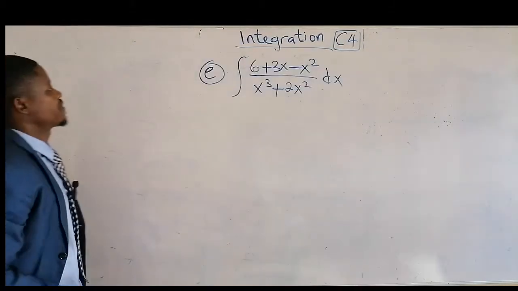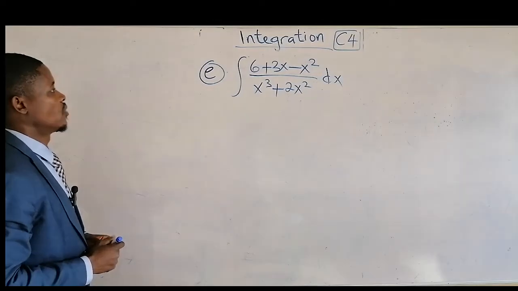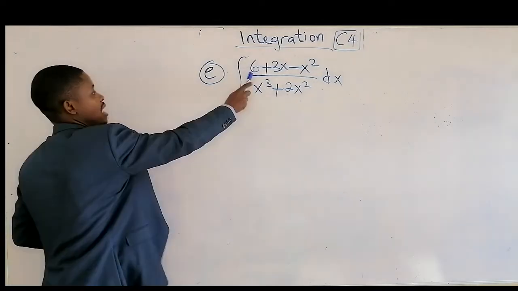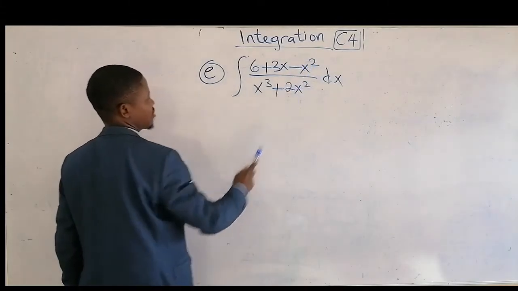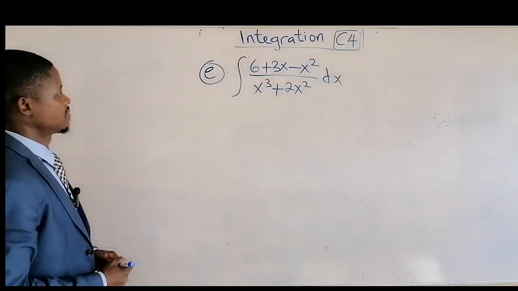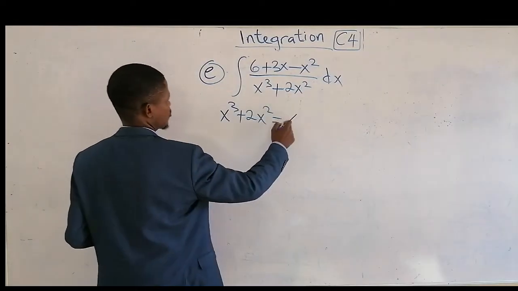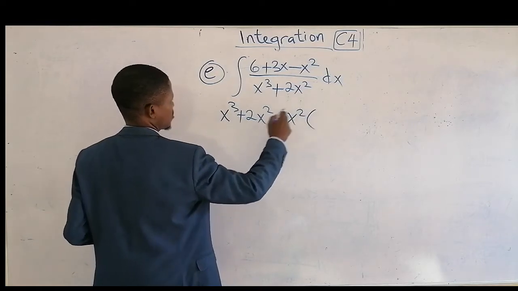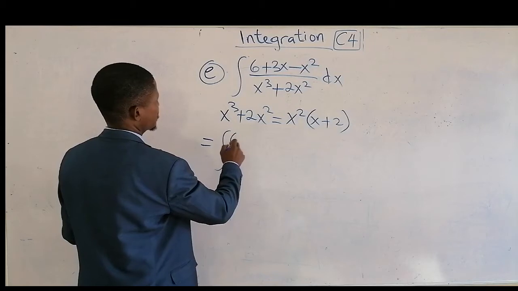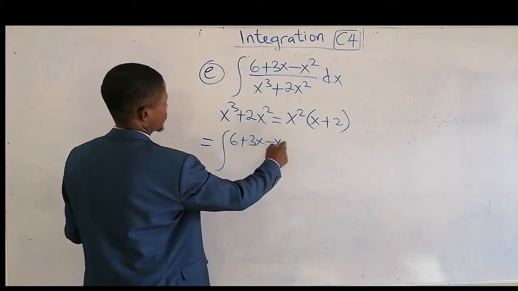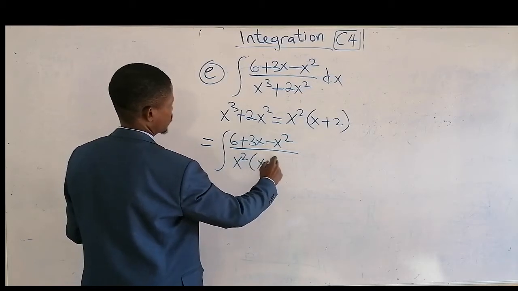Okay? Yeah, we have this question, the e part, the integral of this. What we're going to do here, no need for polynomial division here, because the power of the numerator is less than that of the denominator. So what we can do here, factorize that. So that will be x squared into bracket what? This plus 2. This will now become 6 plus 3x minus x squared all over this, x plus 2.